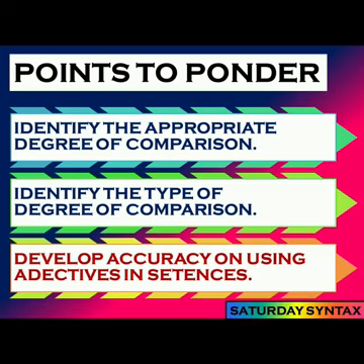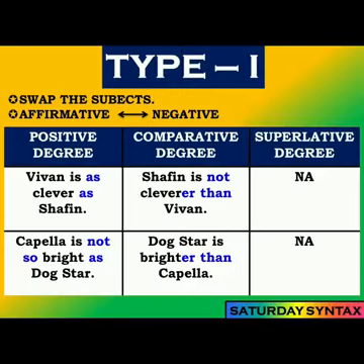Step 2. After identifying the type of degree, you have to identify the segment of degrees of comparison. So that is type 1 or 2 or 3. And step 3, develop accuracy in using adjectives in a sentence, where you have to add er and est, more and most, and whether they are irregular adjectives or not. It is very easy by the bodyguard method. So now we'll see different examples step by step.